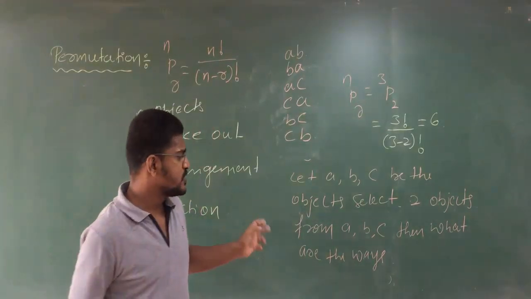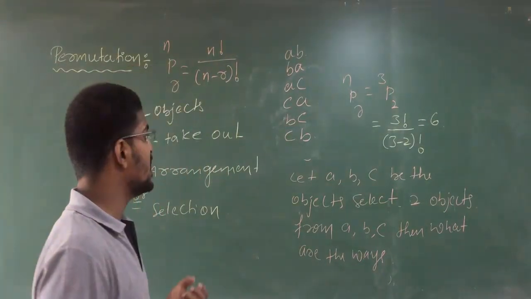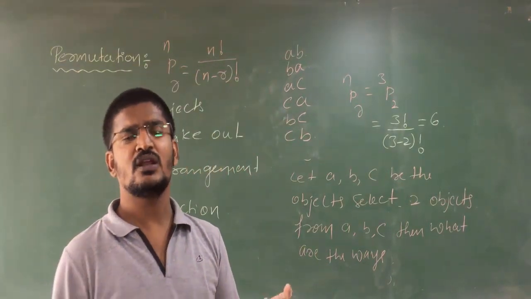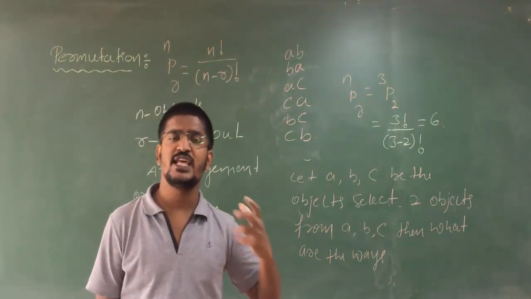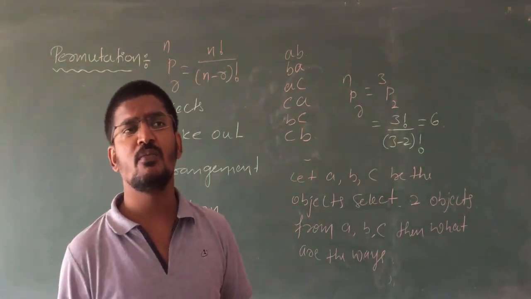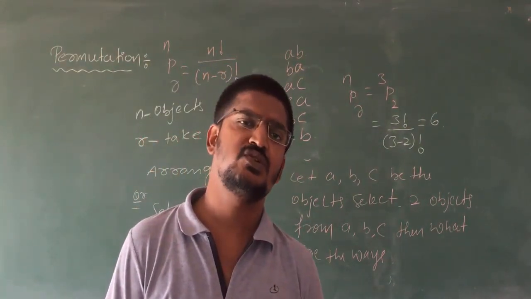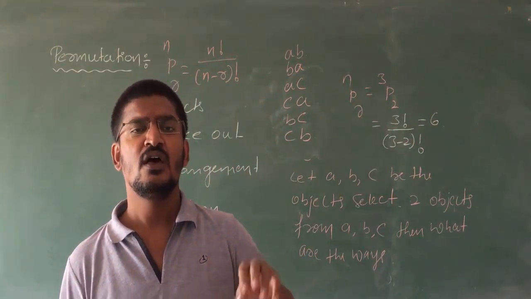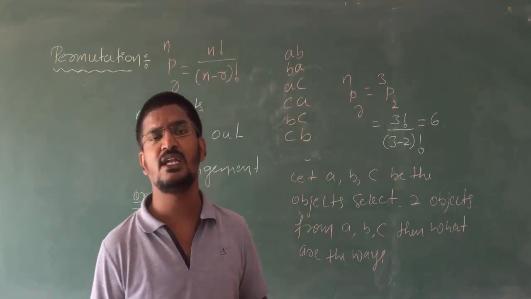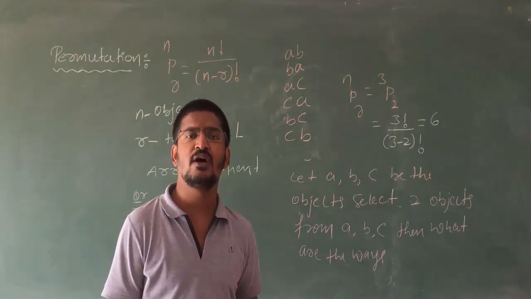Clear? Permutations means selection or arrangement. Permutations means selection or arrangements from the given number of objects. Clear? Permutation is the process of selecting or arranging the number of r elements from the total number of given elements. So that will be your permutation. Clear, students? So please be perfect with the definition of permutation, that is the selection or the arrangement of r number of elements from the total number of n elements.